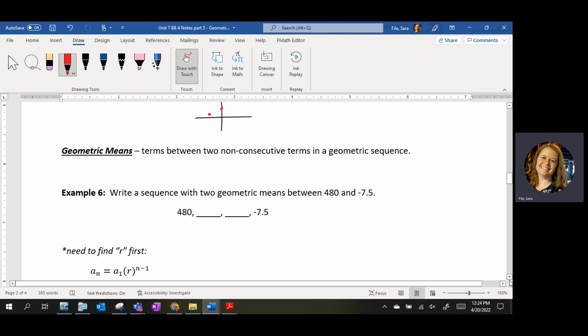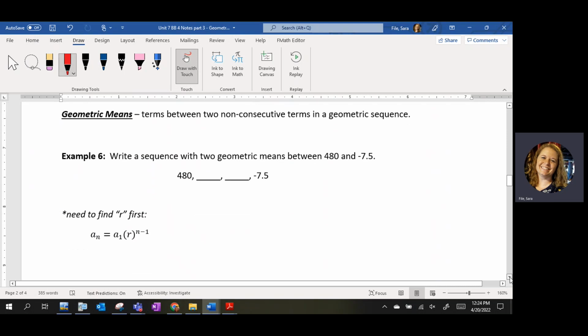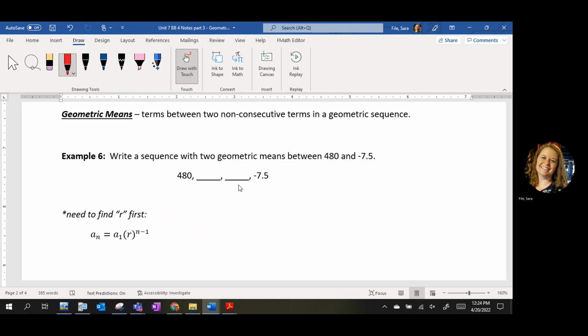Geometric means. We talked about arithmetic means yesterday. We said when you have two non-consecutive terms, the terms in between them, the missing terms, those are called the means. So if it's a geometric sequence, they're geometric means. So here we're asked to write a sequence with two geometric means between 480 and negative 7.5. So I'm starting with 480, I'm ending with negative 7.5, and there's two blanks in between. They want us to fill in those blanks.